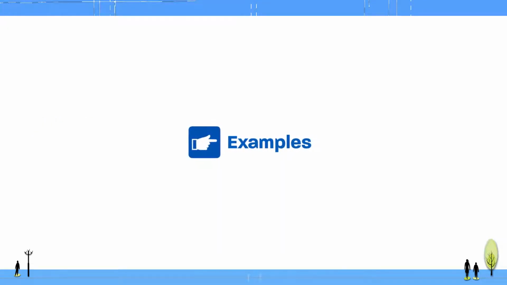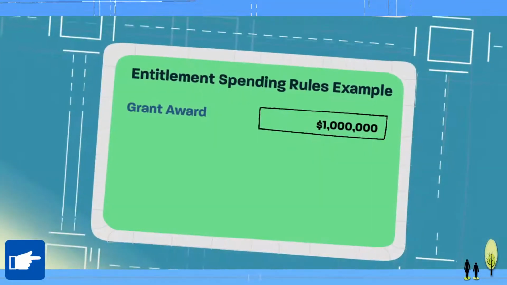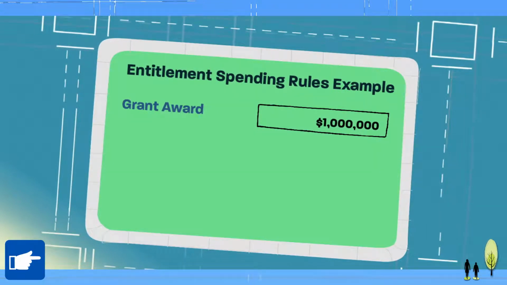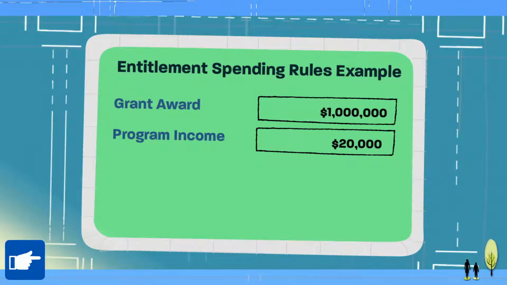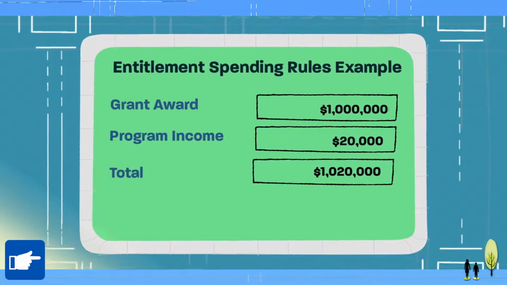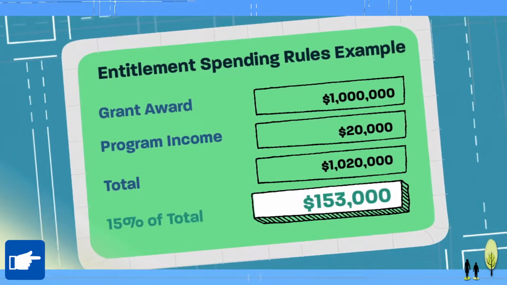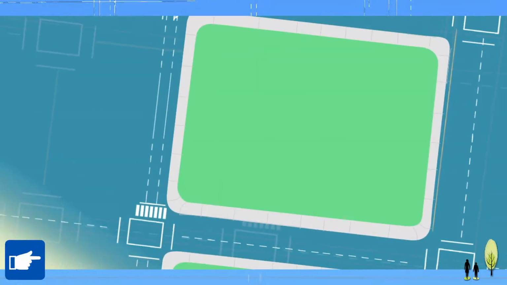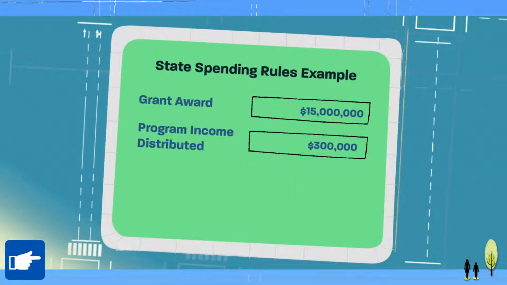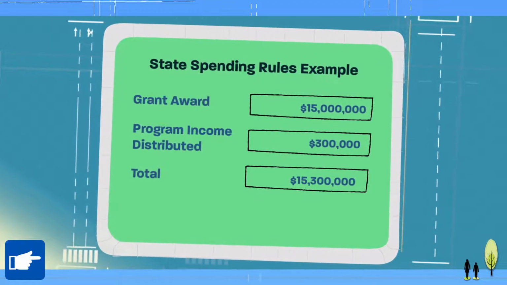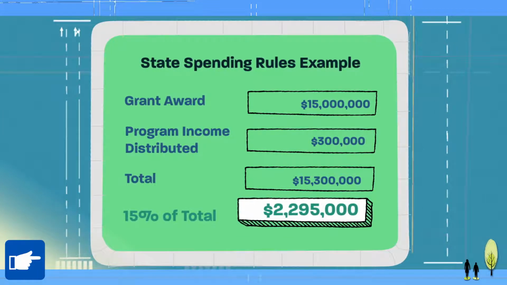Let's pause for a minute to walk through some examples. Suppose an entitlement grantee receives $1 million in CDBG funds each year and received $20,000 in program income in the prior year. The grantee could obligate 15% of the sum of $1 million plus $20,000 for public services activities. Suppose a state grantee receives $15 million in CDBG funds each year and received $300,000 in program income the current year. The state could expend 15% of the sum of $15 million plus $300,000 for public services.